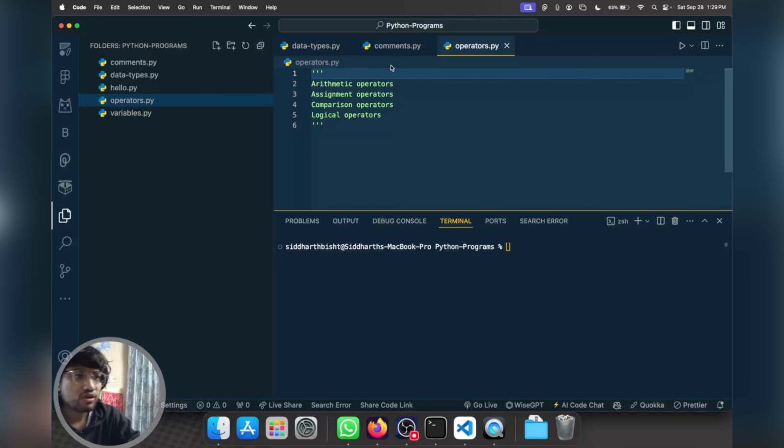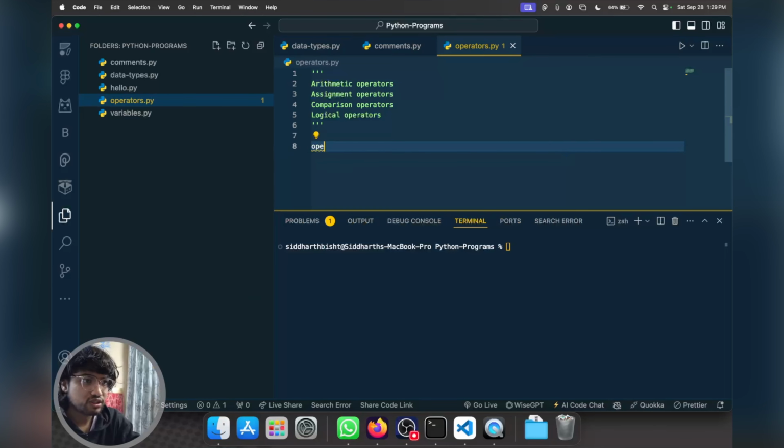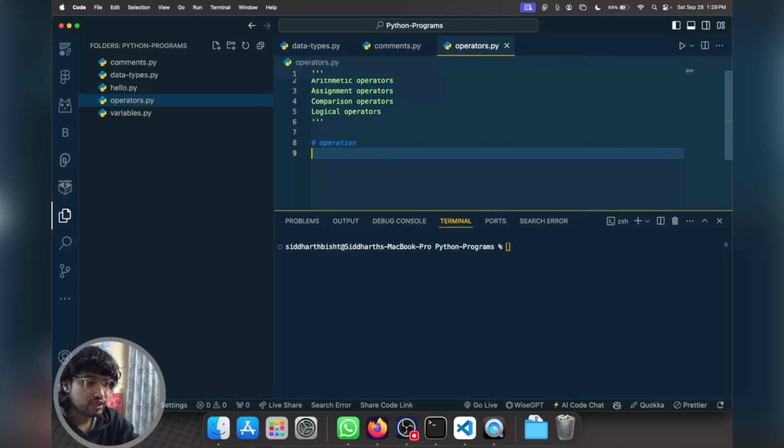So let's talk about what are operators in Python. Operators are basically the ones which do some operation on the operands. I said operation, I said operands. The spelling can be wrong, but it's okay. Okay, so let's have an example here.